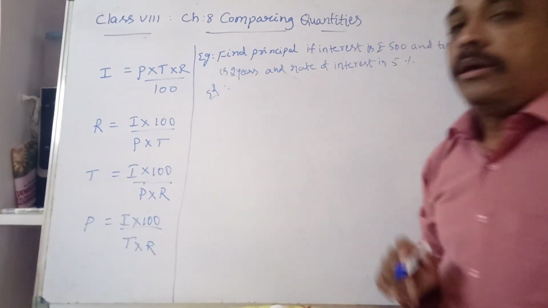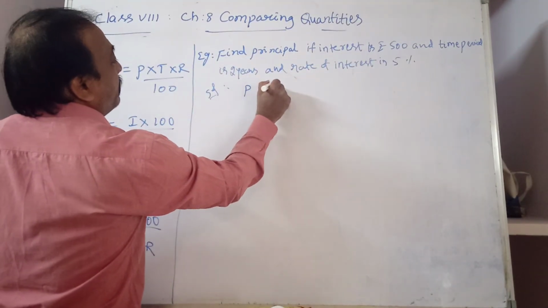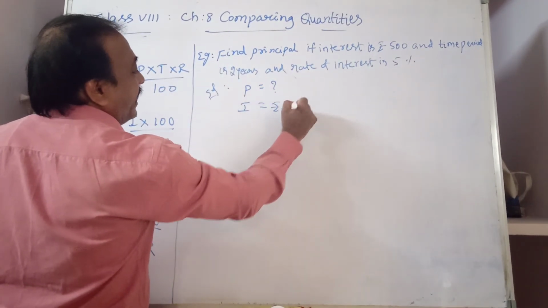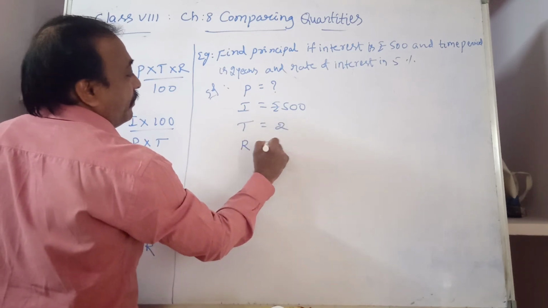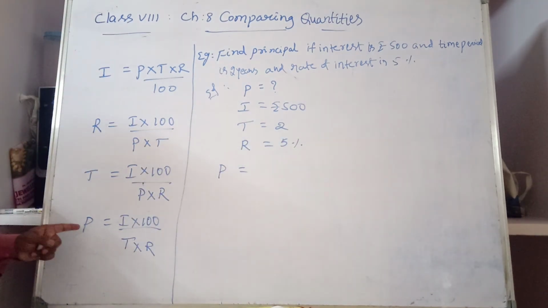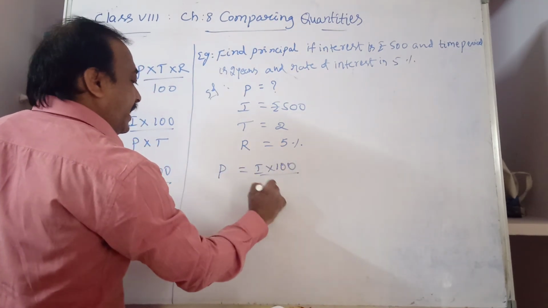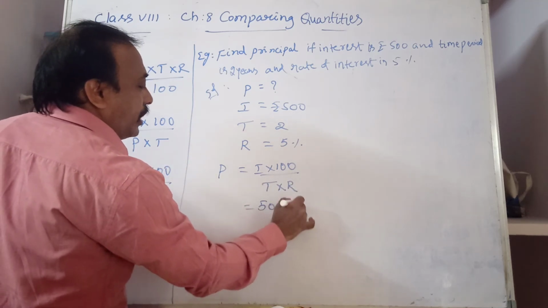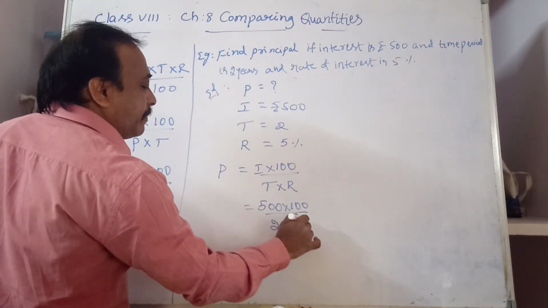Observe it. So he gave that you have to find out principal. What you have to find out? Principal. And interest, how much is given? Rupees 500. Time period is equal to 2 years, and R, rate of interest, is equal to 5%. So we need to calculate the principal amount. P is equal to I into 100 by T into R. So I, that is 500 into 100 by time period 2 years and rate of interest 5.